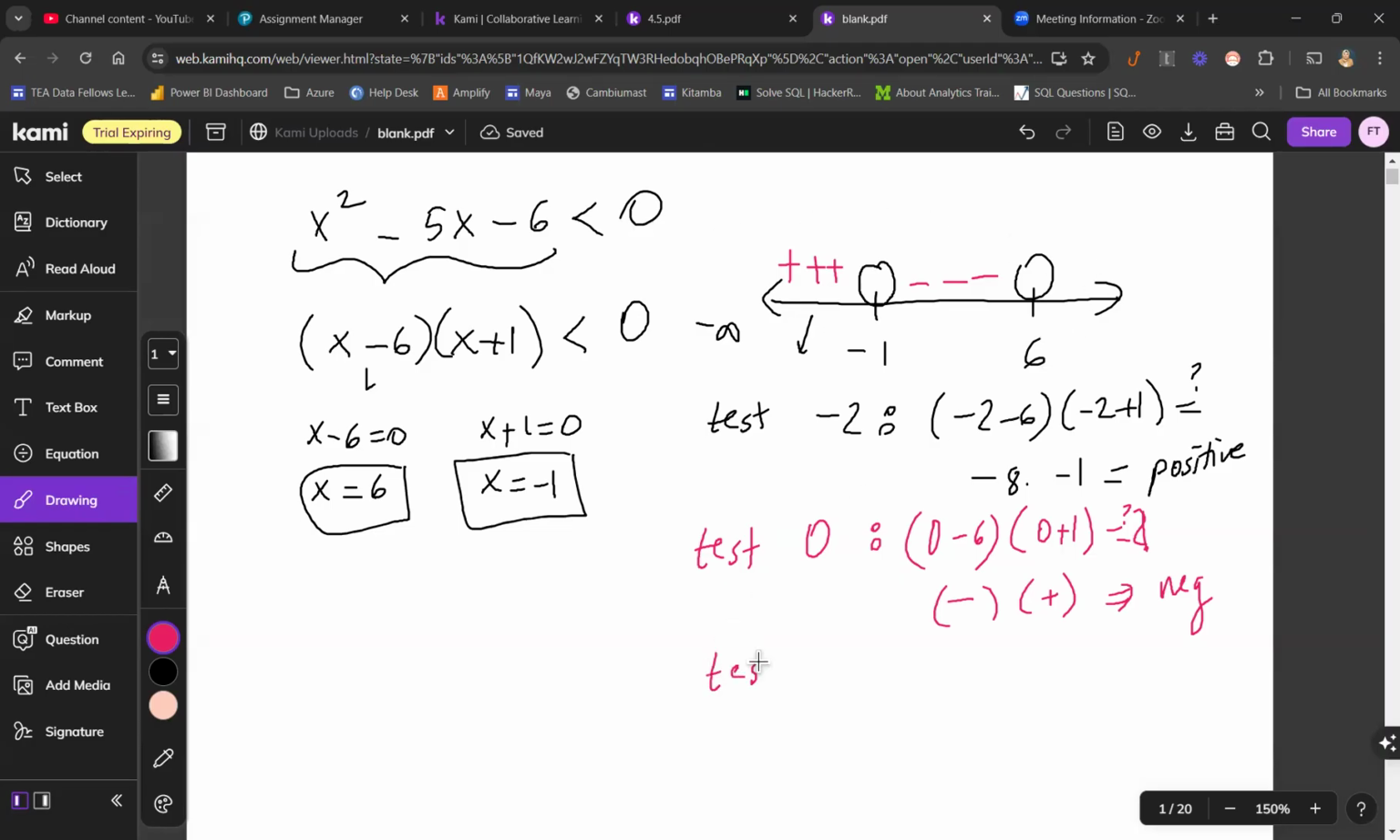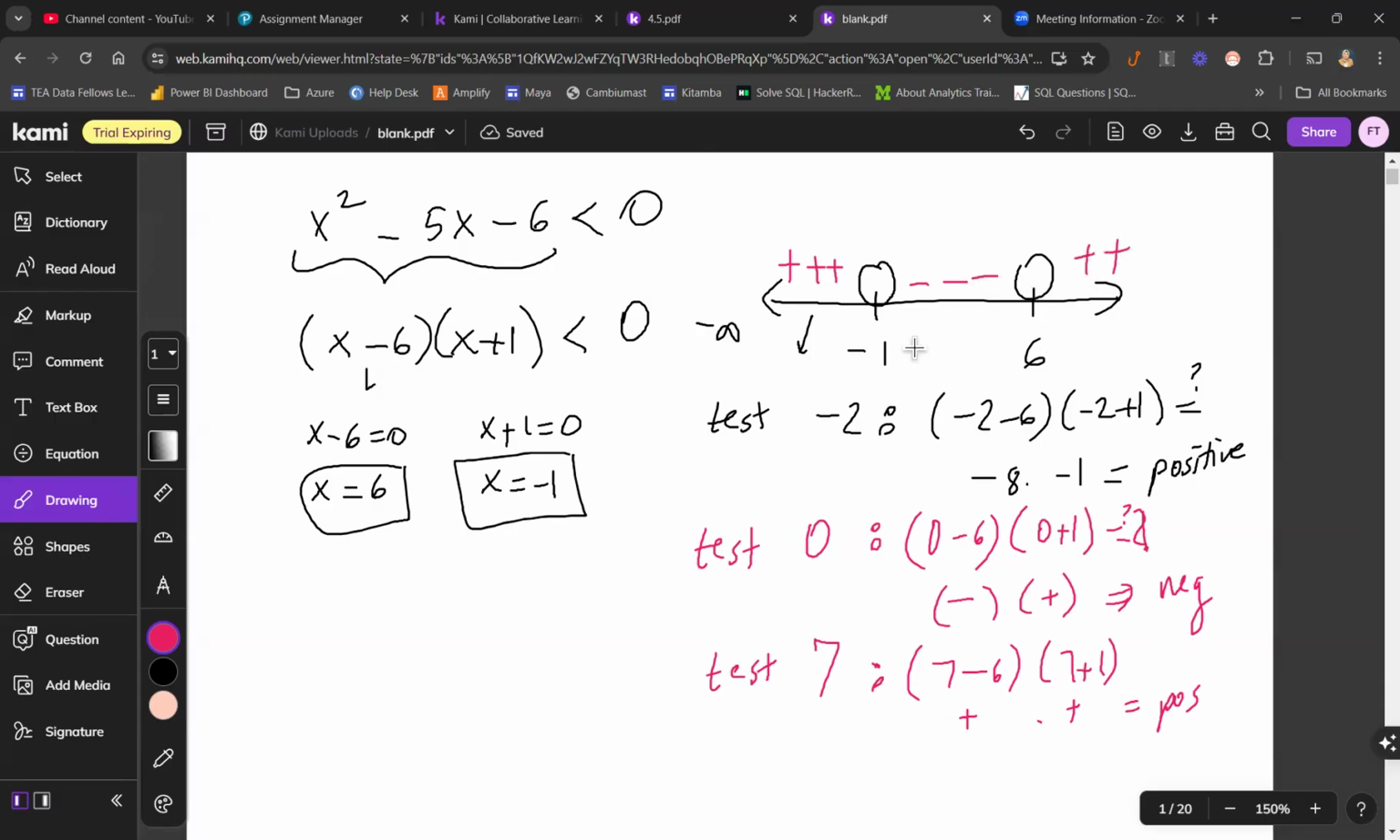The final region is anything after 6. So I want to test something more than 6, like 7. But again, you can use any number you like. So I need 7 minus 6, and I need 7 plus 1. This is a positive number, and this is a positive number. And when we multiply two positive numbers, we will get a positive answer.